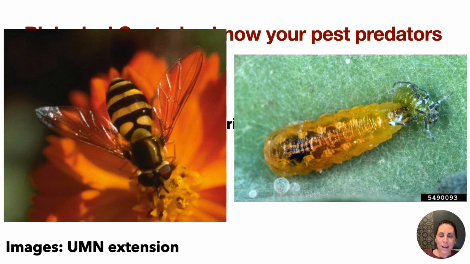And then over on the right side, you can see the larval stage of the hoverfly, and it is taking care of an aphid right there. So that green mass is an aphid. So pretty cool bugs to have around, and they do a great job of controlling many different garden pests.